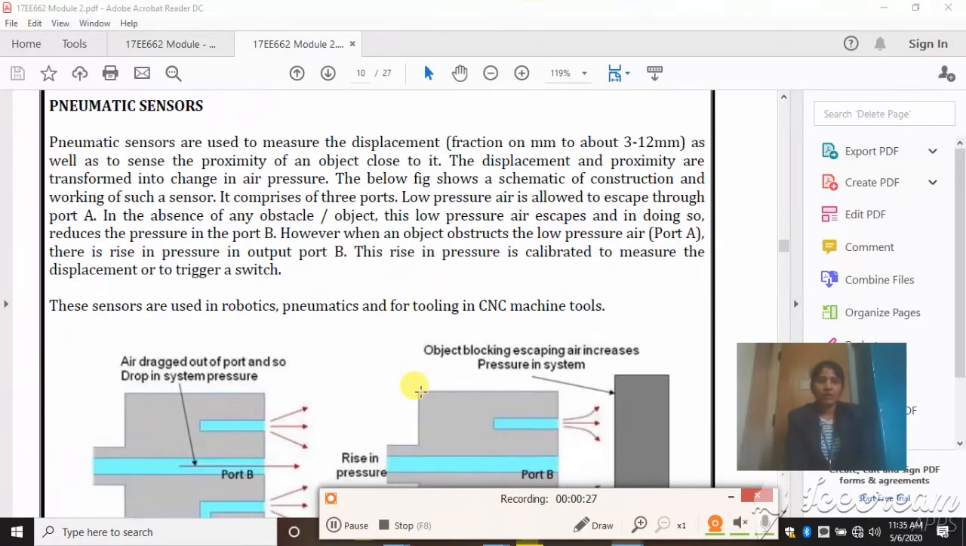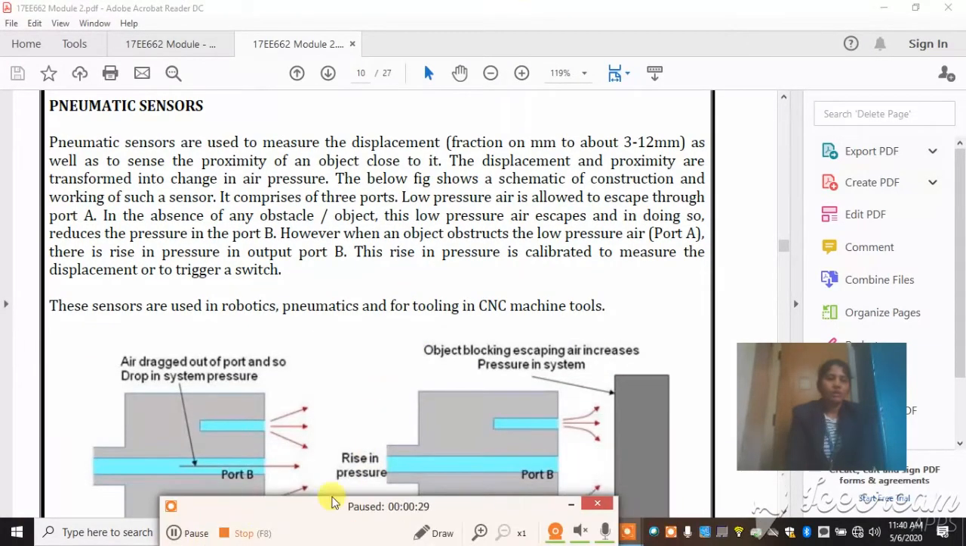The next part of your module is the pneumatic sensor. The pneumatic sensor is mainly meant for measuring displacement. For displacement, we also have resistive transducers, capacitive transducers, and inductive transducers. Here it can measure displacement from a fraction of a mm to about 3 to 12 mm, as well as sense the proximity of an object close to it. So here the distance and proximity are transformed into a change in air pressure.